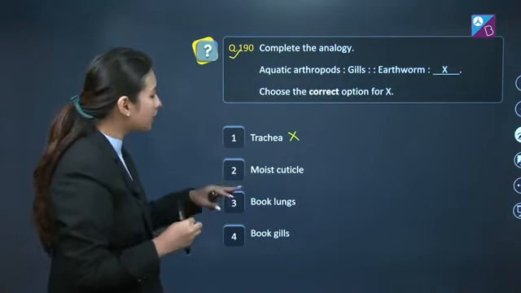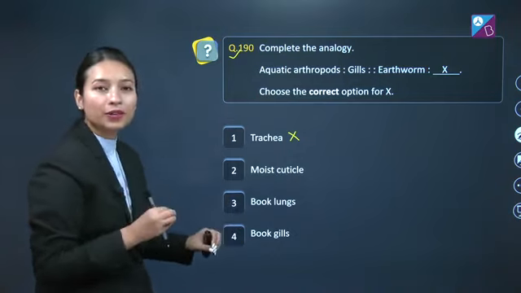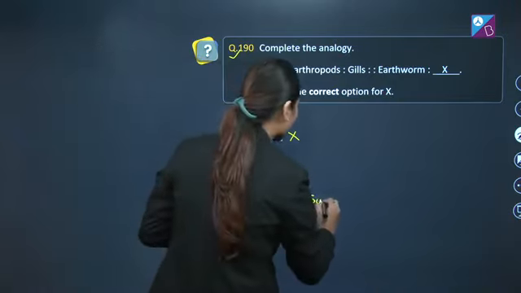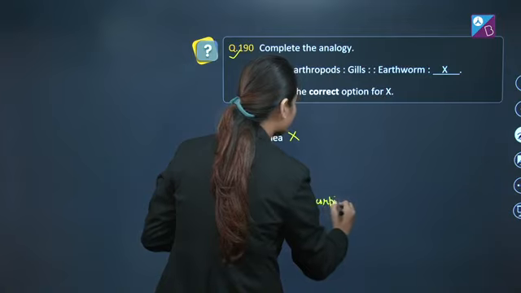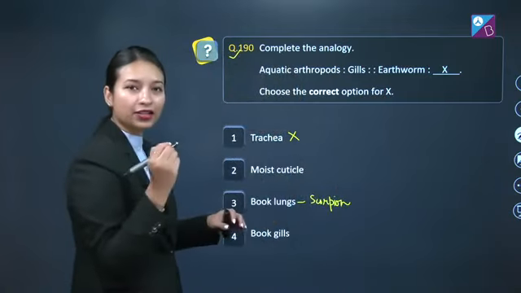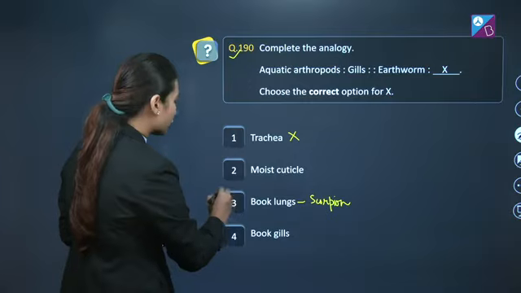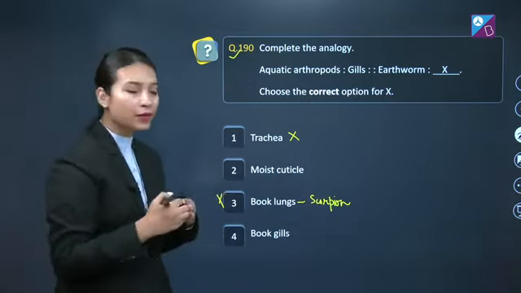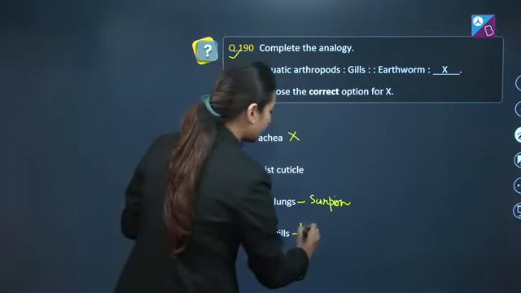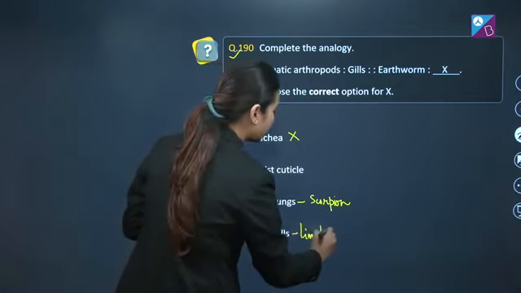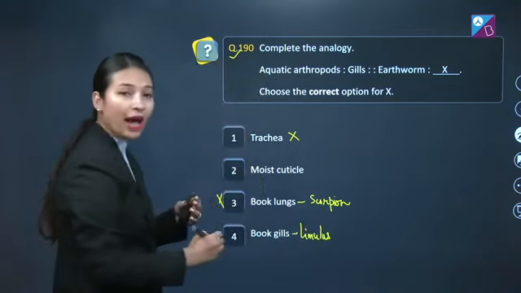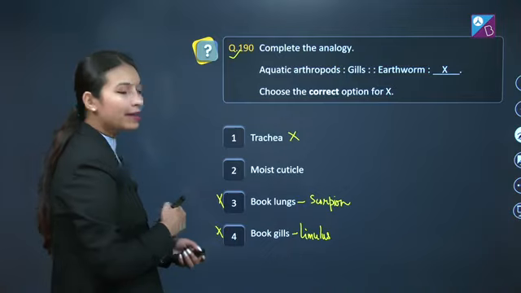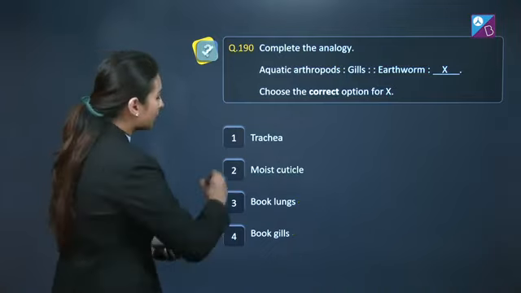So, this should be our answer, but let's see the other options. Option number 3 here is book lungs. This is also not present in earthworm, it is present in scorpion, which assist in exchange of gases. So, that's why option number 3 is incorrect. Option number 4 here is book gills. Book gills is present in limulus, that is king crab, which assist in exchange of gases. So, option number 4 is also incorrect and a correct answer here is option number 2.